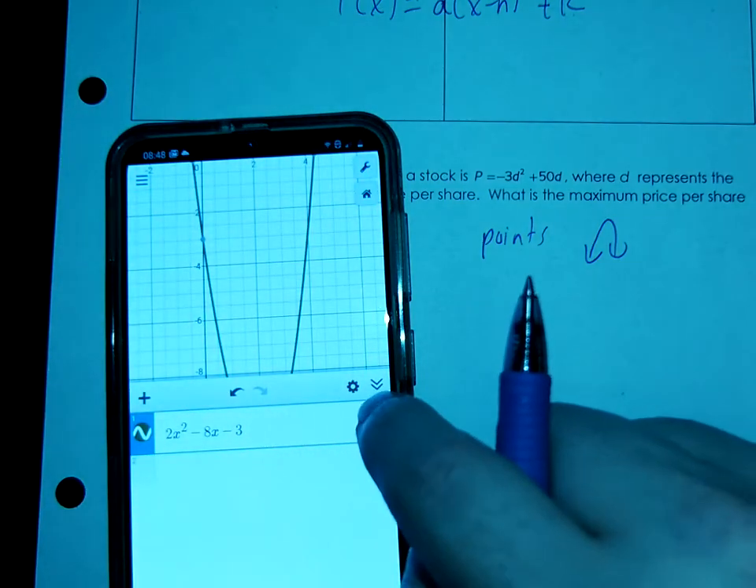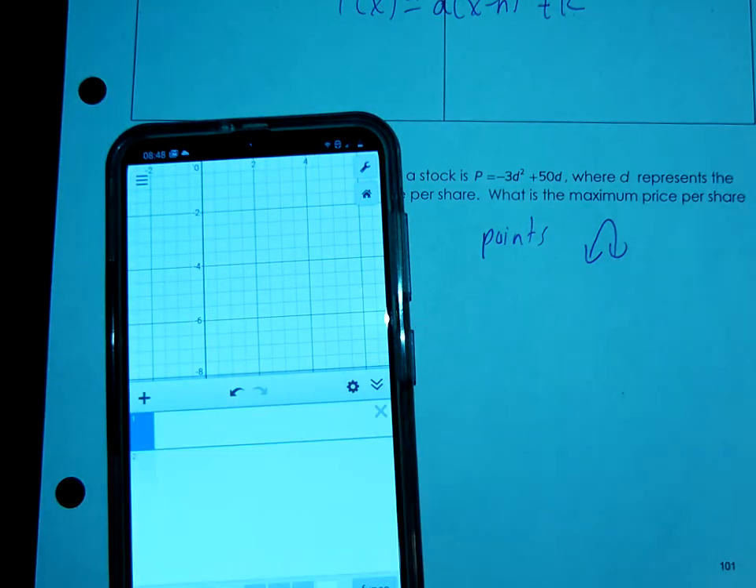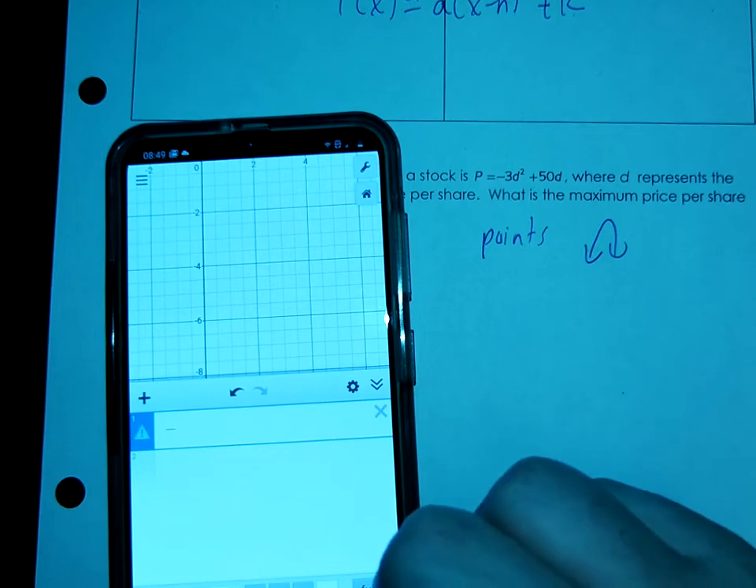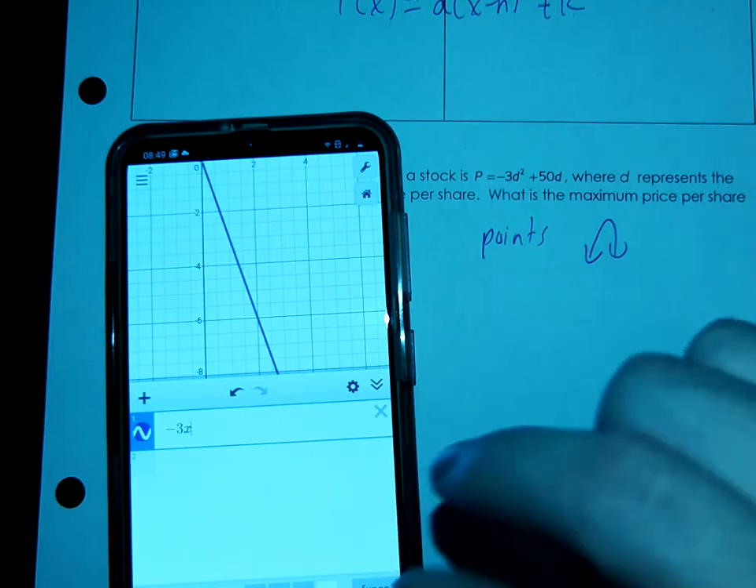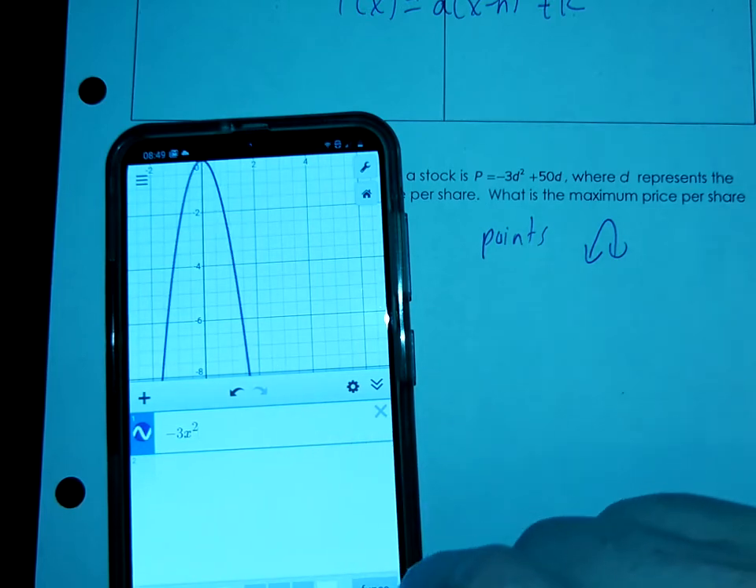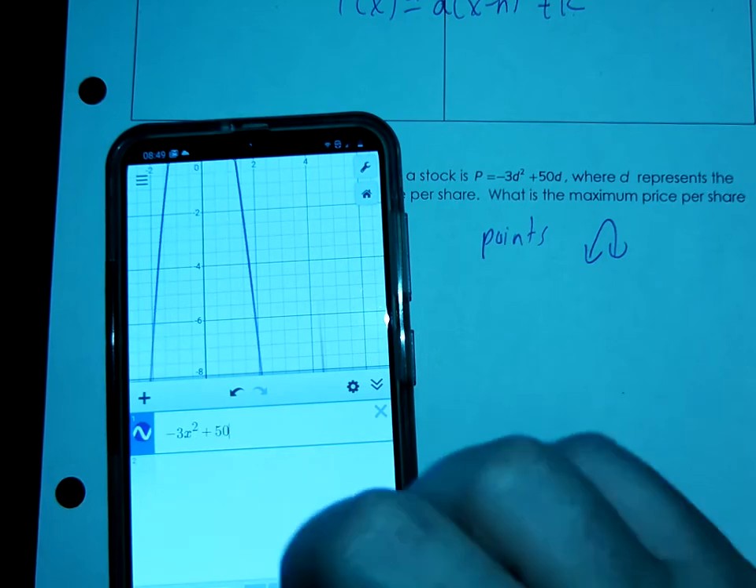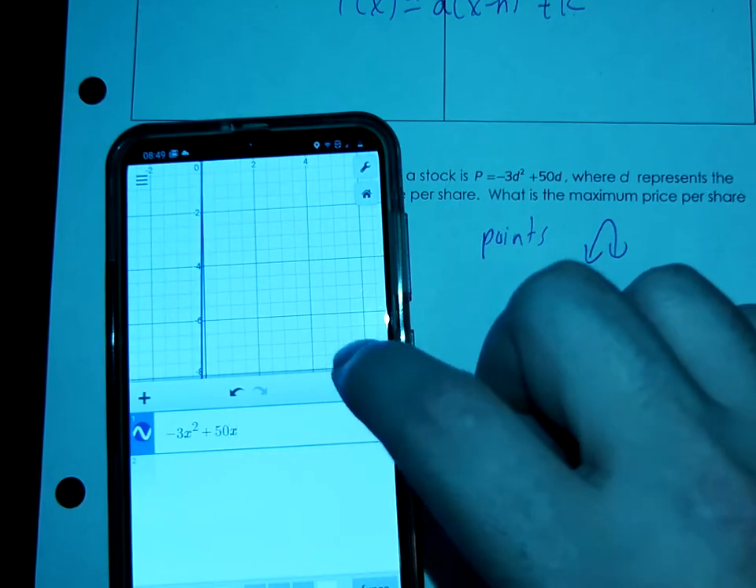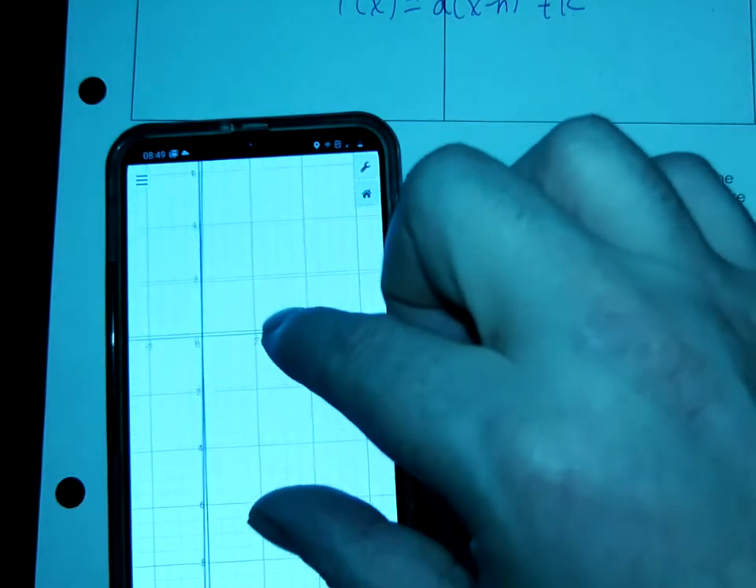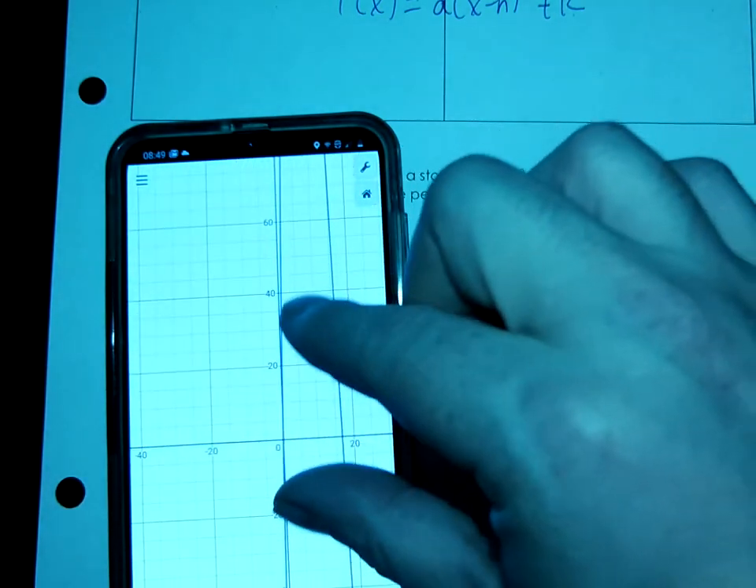So I'm just going to get rid of that one. So negative 3, there's no D on my calculator, that doesn't matter, I'm just going to use x. Negative 3x squared plus 50x. So there I have it graphed. Again, I'm going to have to zoom out until I can find my vertex.